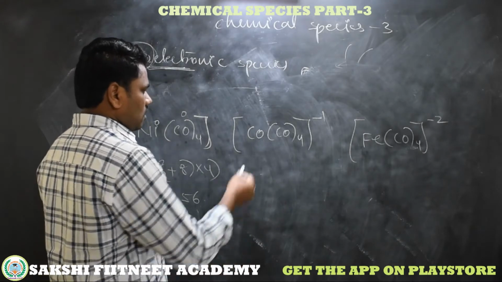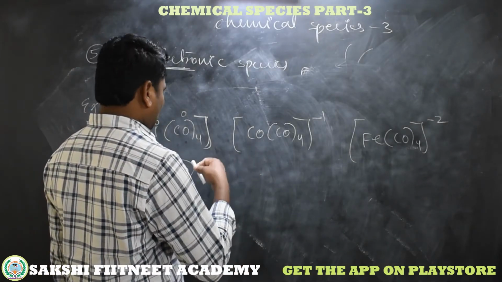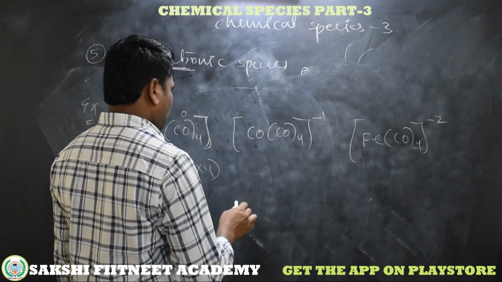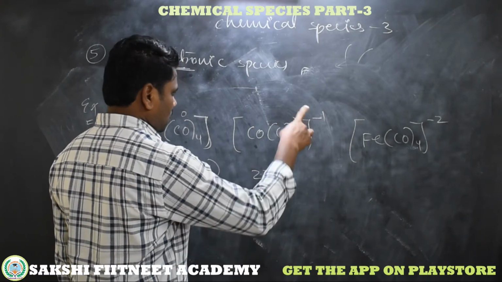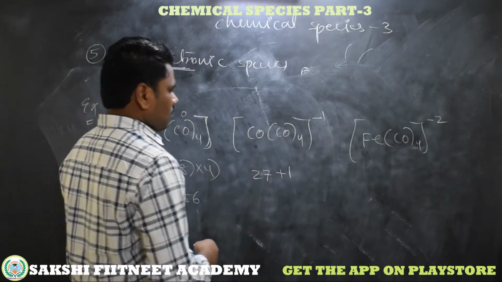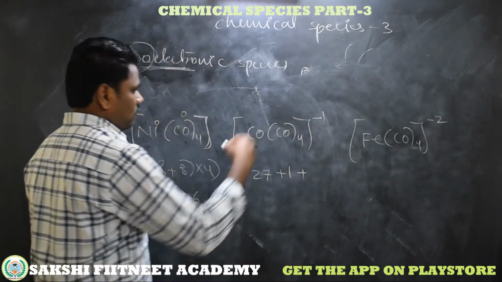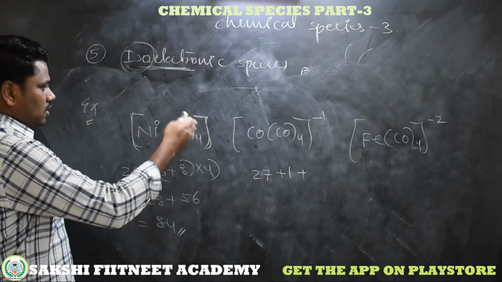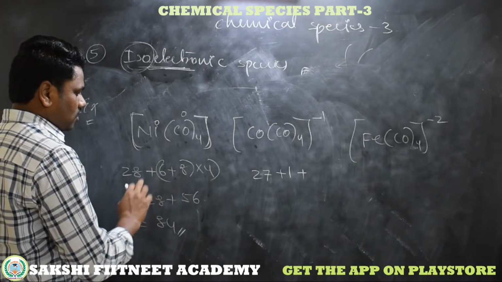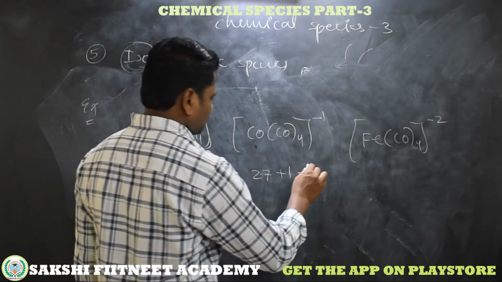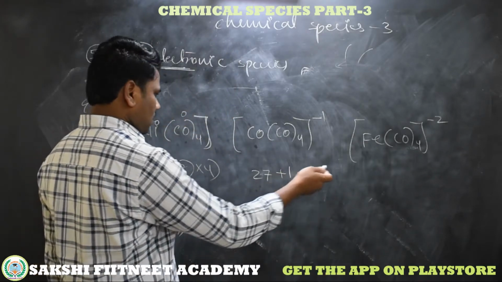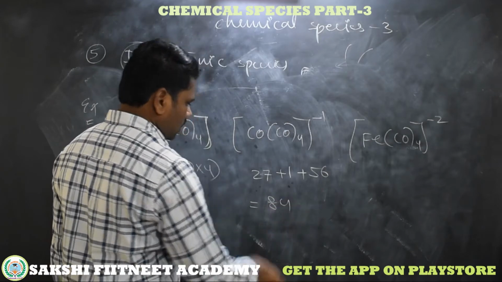Coming to the next compound: cobalt, nickel, copper, zinc. The atomic number of cobalt is 27. The overall charge is -1, so we need to add the gained 1, plus the 4 CO ligands. Same here, each carbonyl CO ligand exhibits 14 electrons. 14 into 4 becomes 56. So 27 plus 1 is 28, plus 56, this is also 84.